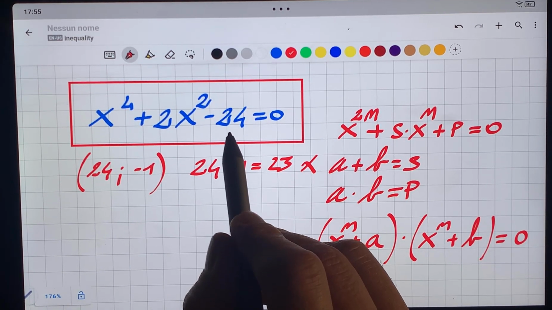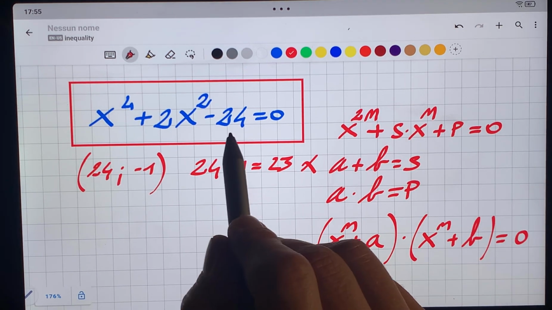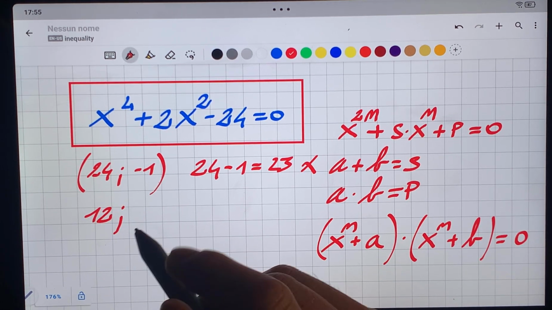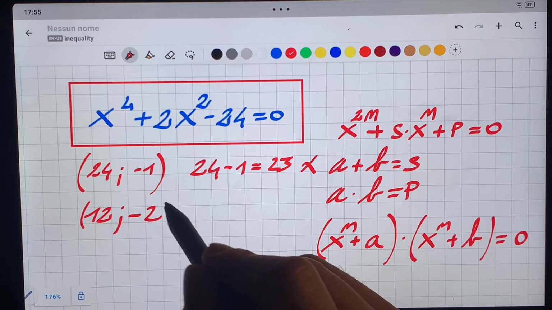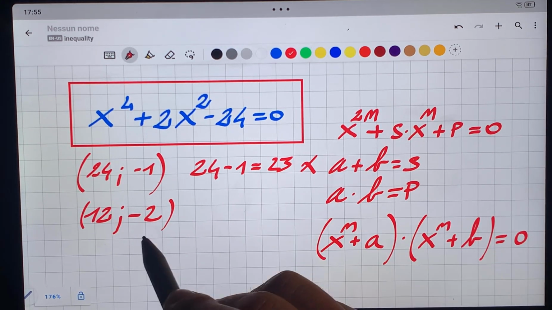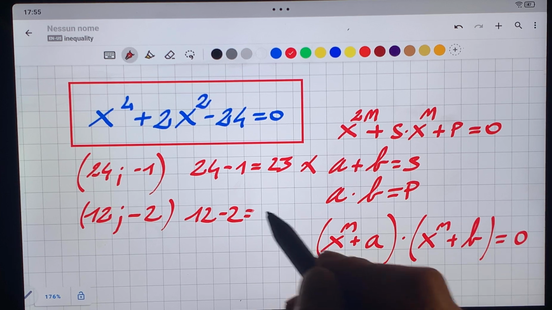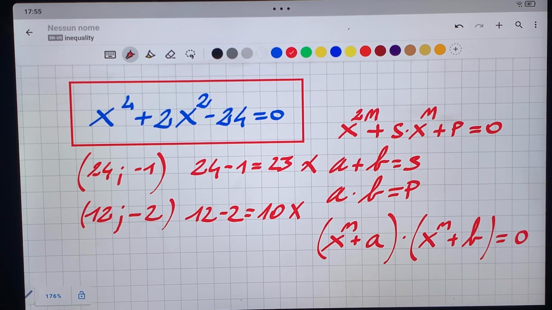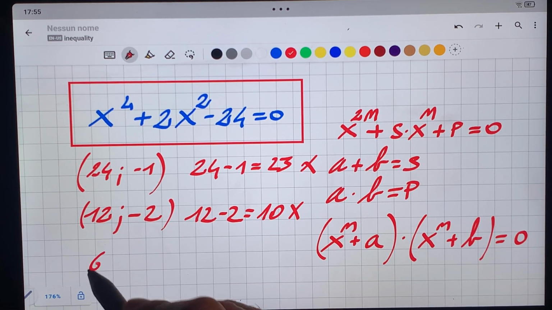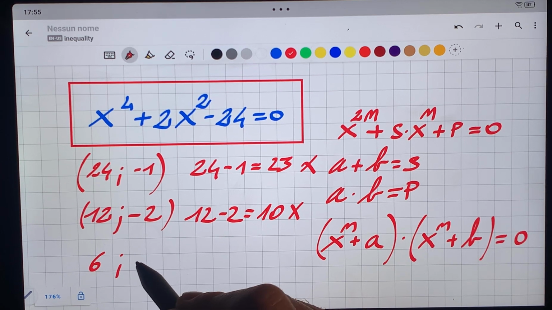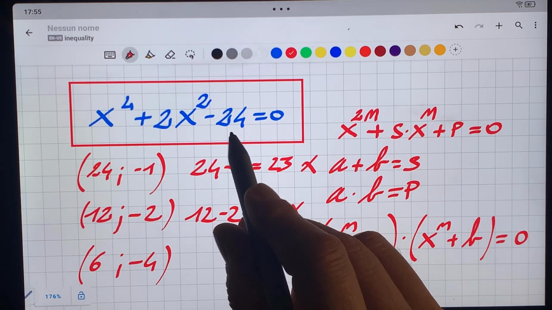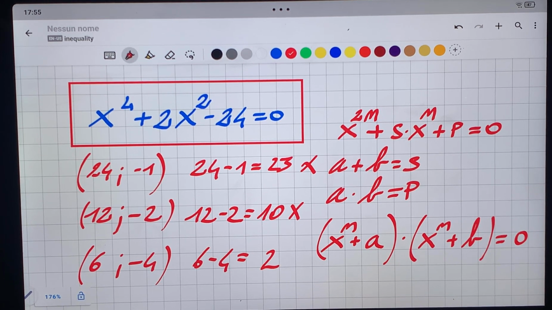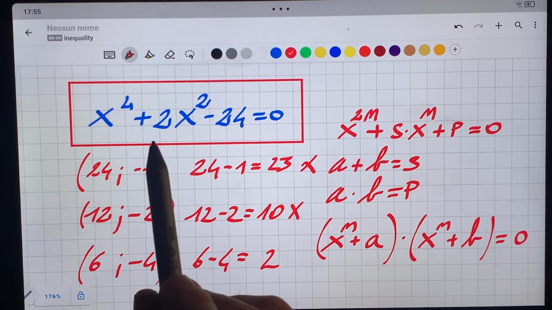Now we can continue looking for two numbers whose product is 24, and perhaps we can work on 12 and negative 2. The product is minus 24, but 12 minus 2 is 10, and again, this is not the solution. Instead, if we work on 6 and negative 4, the product is minus 24, and 6 minus 4 is equal to 2, so their algebraic sum is 2.